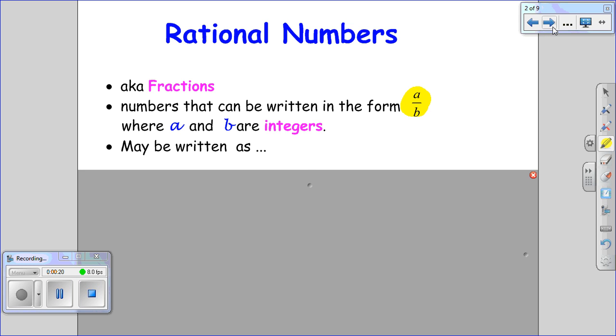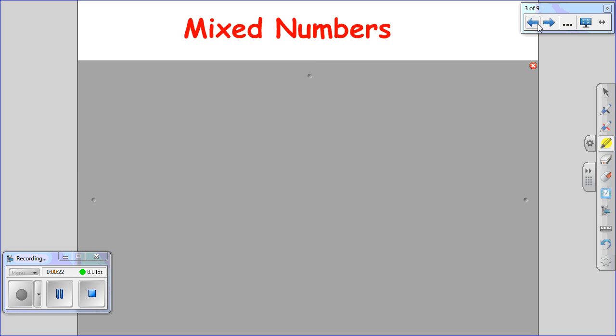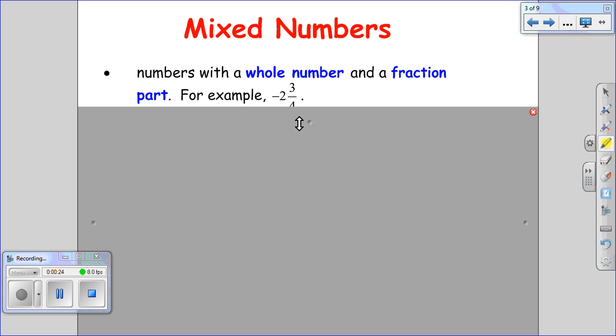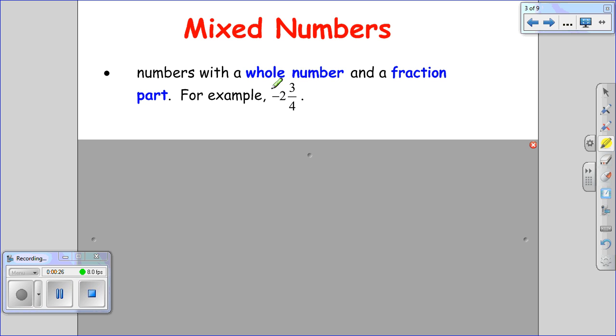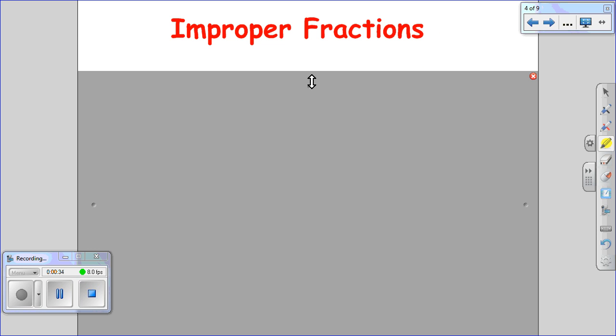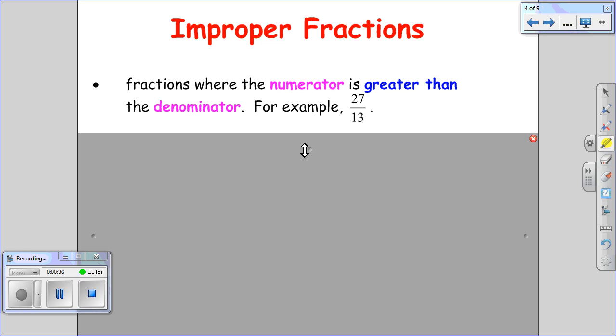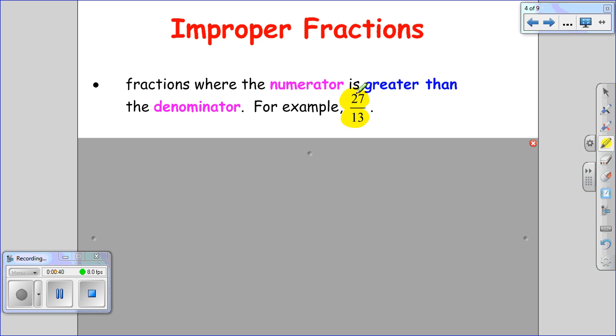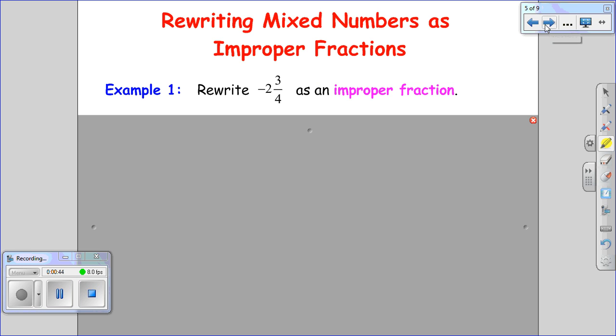Rational numbers can be written in several ways, one of which is as a mixed number. Now mixed numbers have a whole number part, like this 2, and a fraction part, like the 3 over 4. It can also be rewritten as an improper fraction, where the numerator is bigger than the denominator. So you'll see 27 is greater than 13, so that's called an improper fraction.